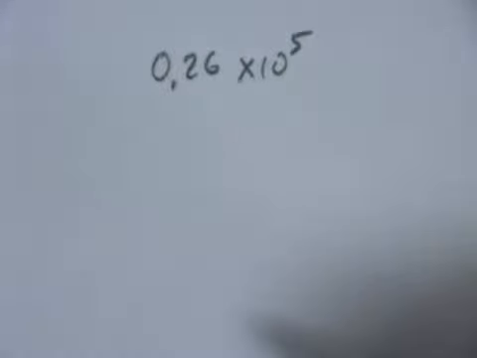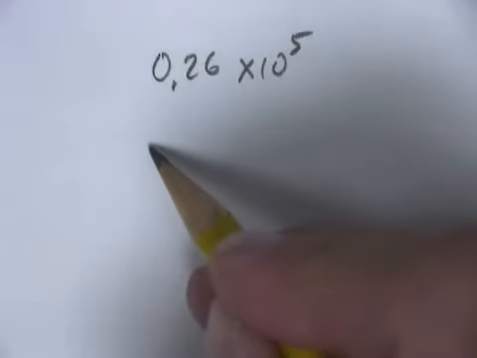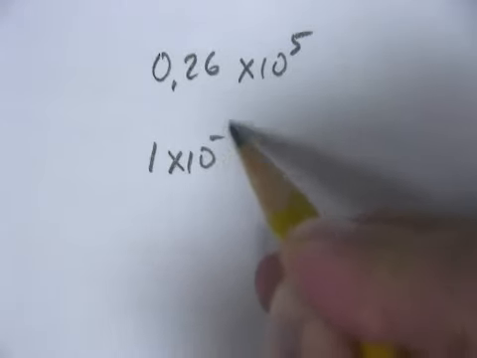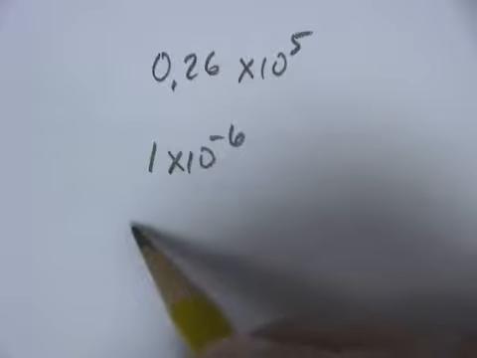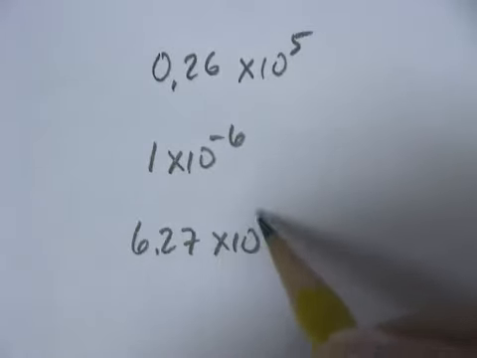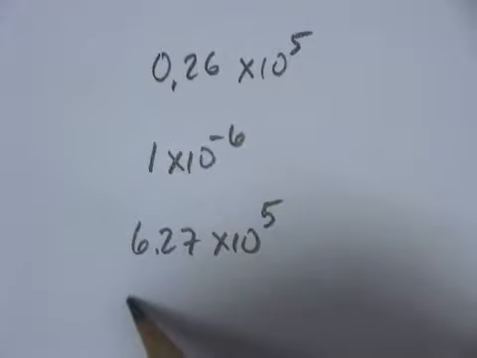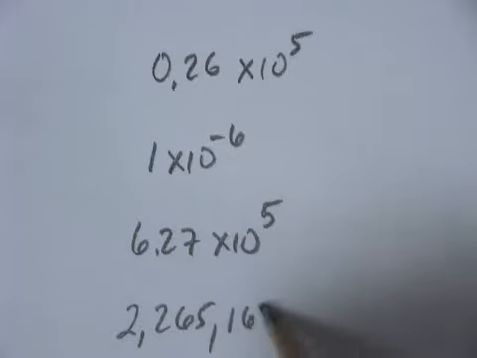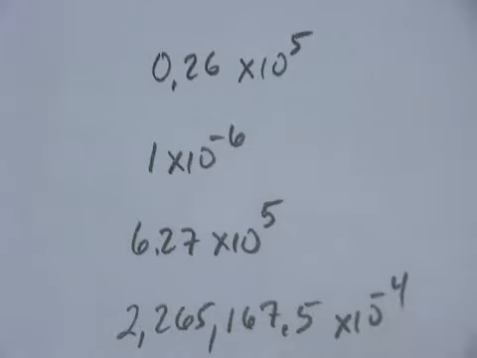There's the first one. Let's go to the next one. 1 times 10 to the negative sixth. We'll do 4. Let's see, 6.27 times 10 to the fifth. And the last one, let's go with 2,265,167.5 times 10 to the negative fourth.